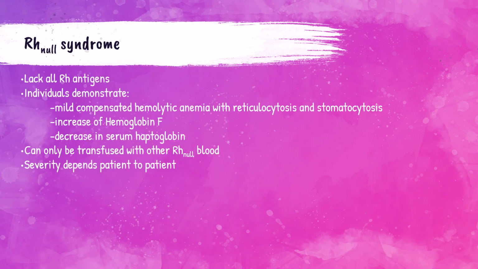Our last slide here describes Rh null syndrome. This is when a patient has no Rh antigens at all. So patients with Rh null can have mild compensated hemolytic anemia with reticulocytosis and stomatocytosis. In hematology, you'll learn about this. Reticulocytes are an immature form of red blood cells, and stomatocytes are an abnormal red blood cell morphology. Patients with Rh null syndrome can only be transfused with other Rh null blood. Severity of this syndrome depends patient to patient.